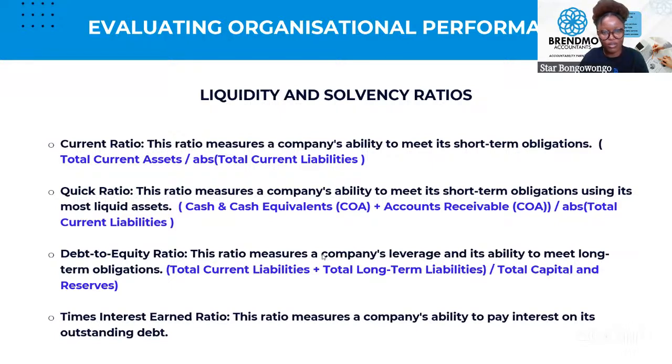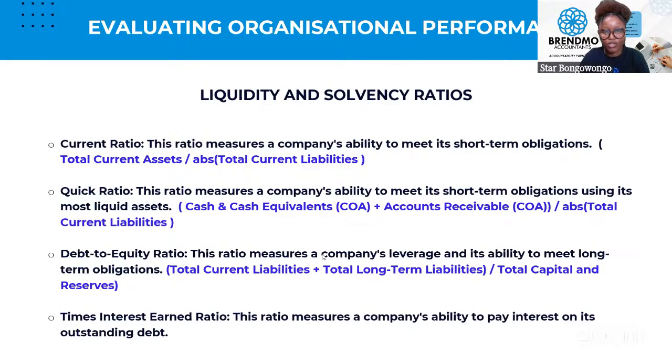You might need to go back and relook at your contract with your debtors, so that you are able to meet your short-term liabilities. And then the quick ratio assists you to measure a company's ability to meet short-term obligations using the most liquid assets. So this one only includes cash and cash equivalents, and also accounts receivable.